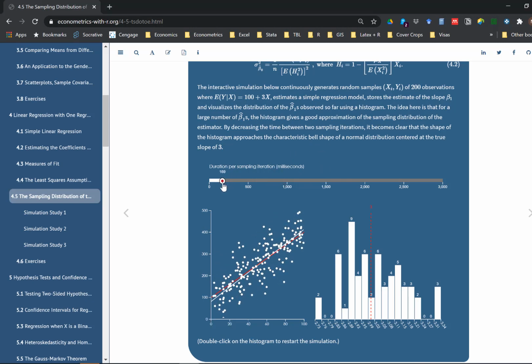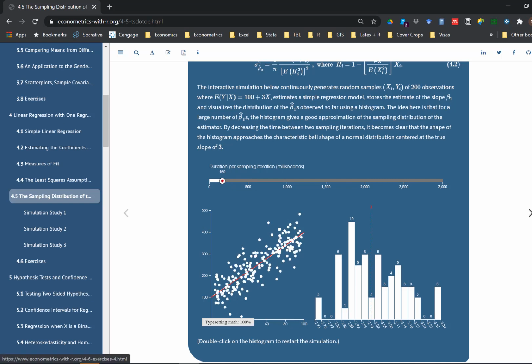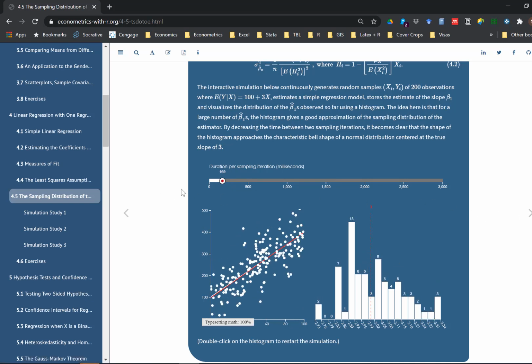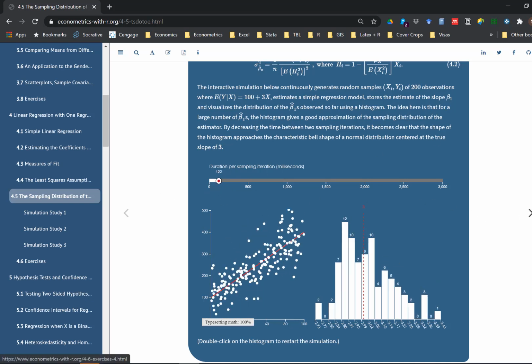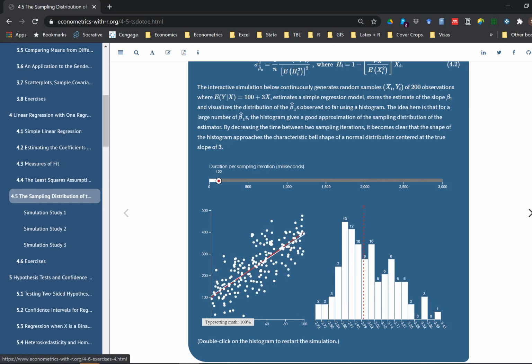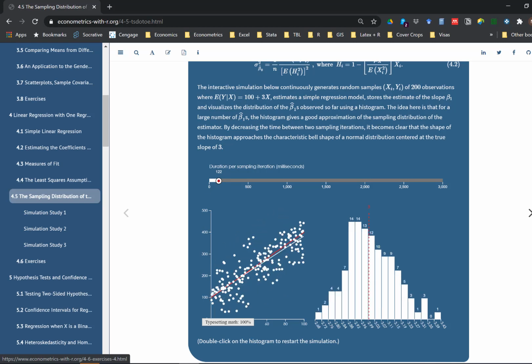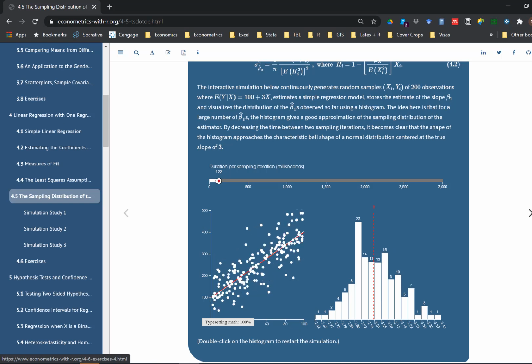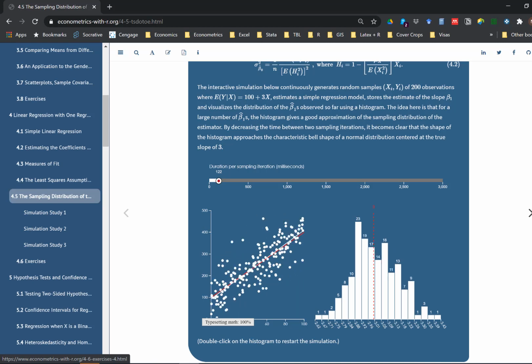If I move down here, it's going to do it faster, as you can see. And I can even do smaller. It's doing very fast. It's pretty amazing. And then you see that it's indeed approaching the normal, the bell curve. So you can play with this.